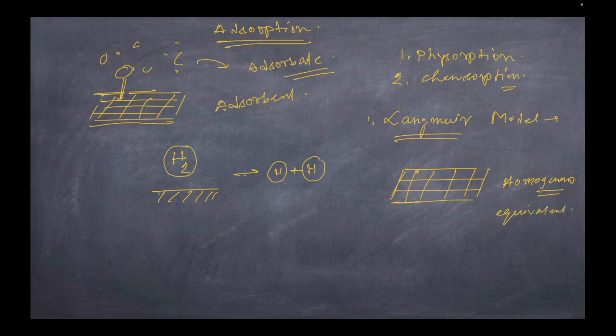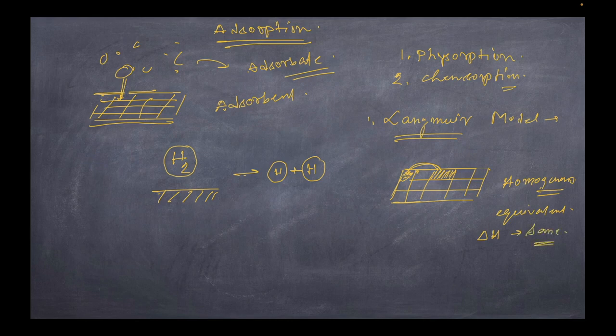Then it was approximated that the adsorbate molecules, that means the gas molecules, are ideal in nature. That means there will be no interaction between the gas molecules. Suppose one gas molecule is adsorbed in this site and another molecule is adsorbed in the adjacent site. According to this model, there will be no interaction between these gas molecules. Also, since all the surface sites are equivalent, the heat of adsorption for a gas molecule adsorbing to any site will be equal. So delta H, the heat of adsorption, is the same.